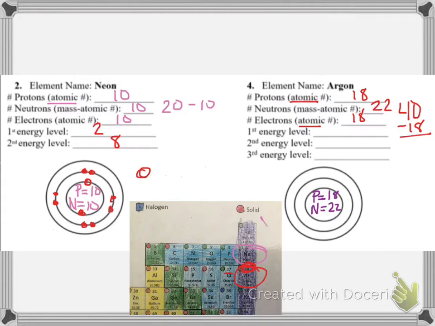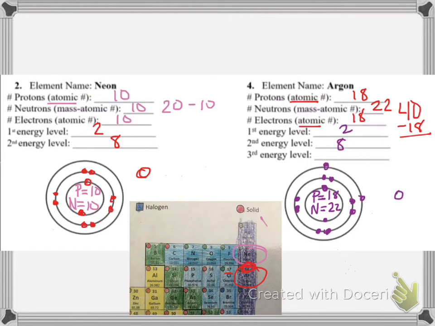And then our first energy level is going to have 2. Sorry, I had lots of problems with these dots. All right, so there's your first 2. Then you're going to enter the second energy level, starting counting with 3, 4, 5, 6, 7, 8, 9, 10. And then we have to go to the third energy level because the second energy level is full.